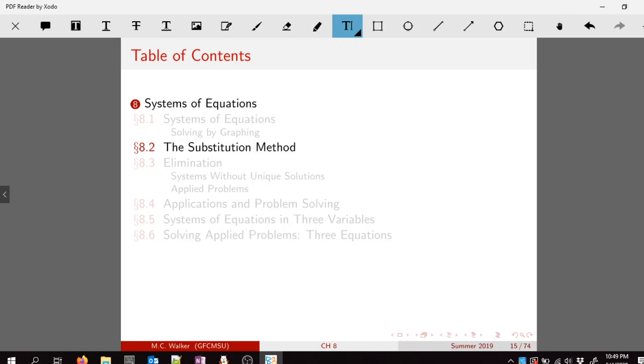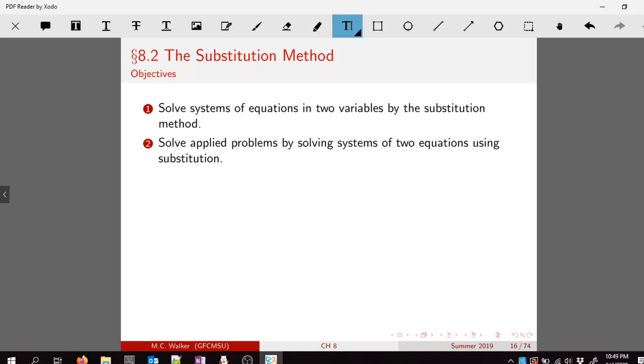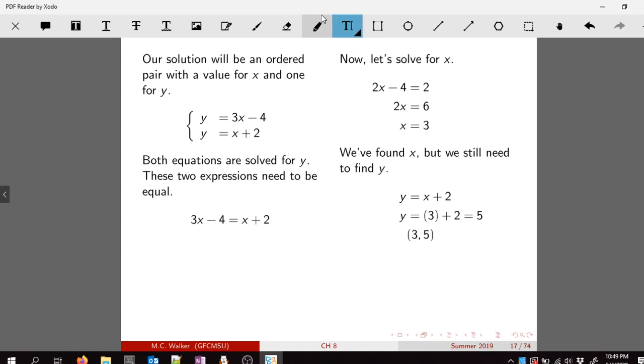Let's take a look at the substitution method. 8.2. We're going to solve systems by substituting. As before, our solution to this system is going to be an ordered pair. We've got to get a number for x, we've got to get a number for y.